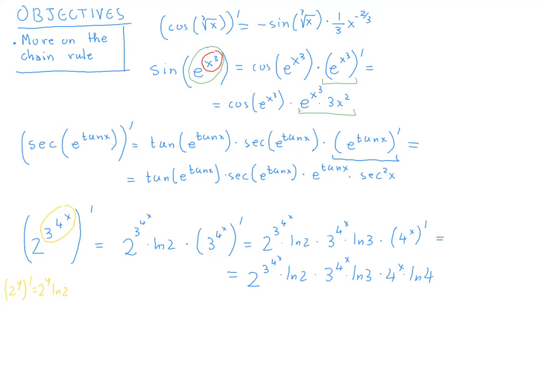Let's take a look at a different example. So imagine that we have something like cosecant of the square root of sine x. How would we do this one? Again, pause the video, try to do it yourselves.